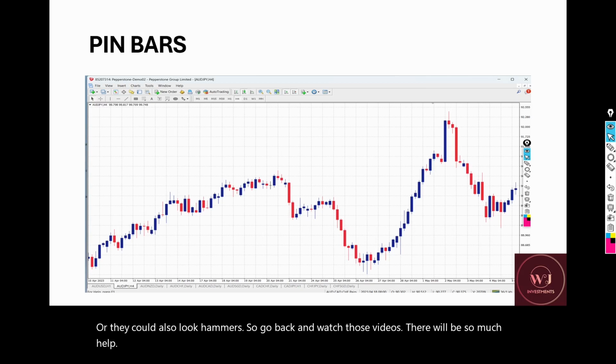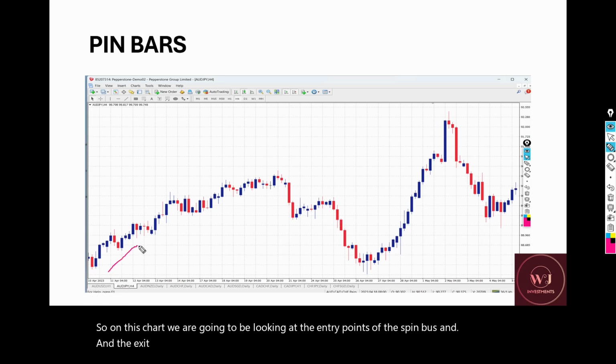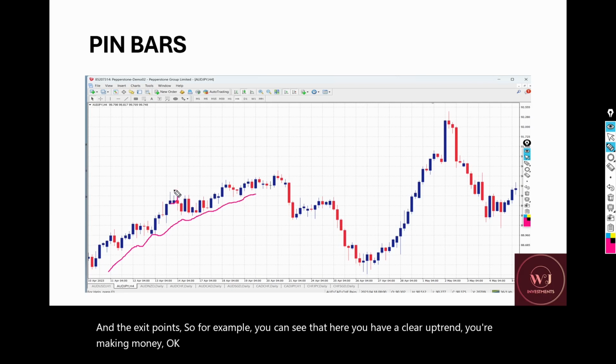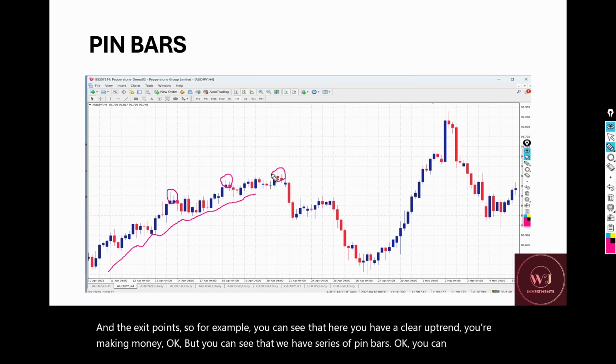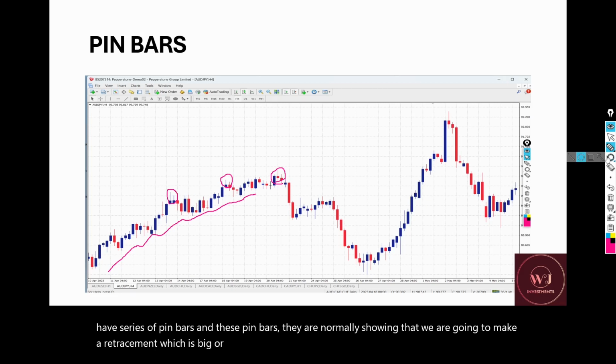So on this chart, we are going to be looking at the entry points of these pin bars and the exit points. For example, you can see that here you have a clear uptrend, you're making money, okay? But you can see that we have a series of pin bars, and these pin bars are normally showing that we are going to make a big retracement, or sometimes we are going to change the trend in time.